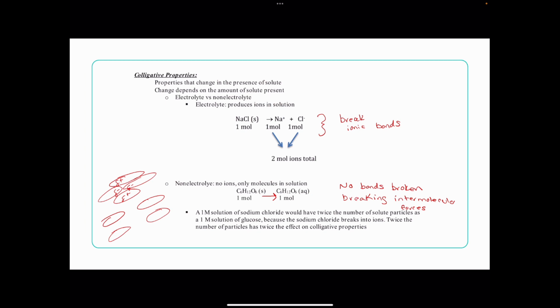So the consequence of this is that a 1 molar solution of sodium chloride would have twice the number of solute particles as a 1 molar solution of glucose, because the sodium chloride breaks into ions. Twice the number of particles will have twice the effect on our colligative properties.